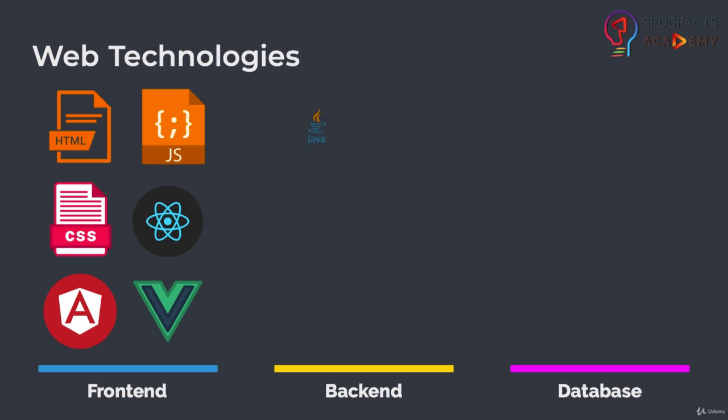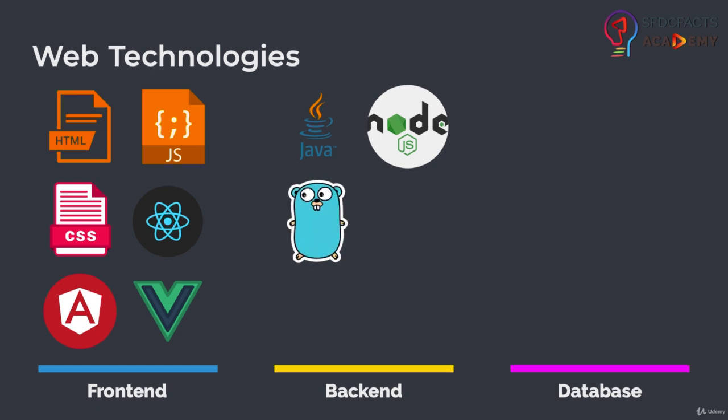To build your backend, you can use Java, which is again a widely popular language, and it's been there since ages, and it's so mature that you can do almost everything with Java. Then we have Node.js, which is based on JavaScript. So if you know JavaScript, then you can build your front end as well as your back end. We also have Go language, which is getting popular with each day, and this has its own unique features, and you can use Go language to build your back end as well.